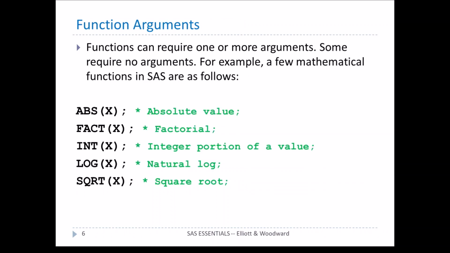Functions can require one or more arguments. Some require no arguments. For example, here are a few mathematical functions like absolute value. Notice all of these take one argument. The variable is shown as x there. It could be anything. It could be an actual number or a variable. Factorial, integer, natural log, and square root, and there are many others.